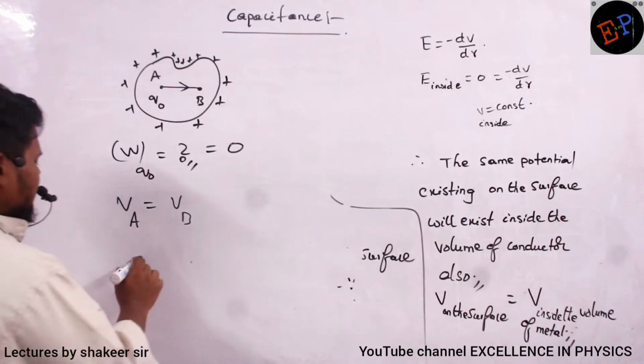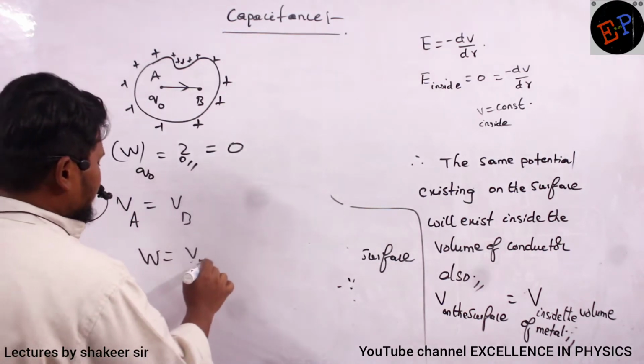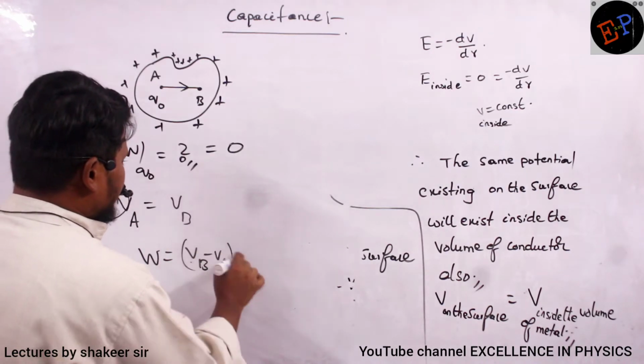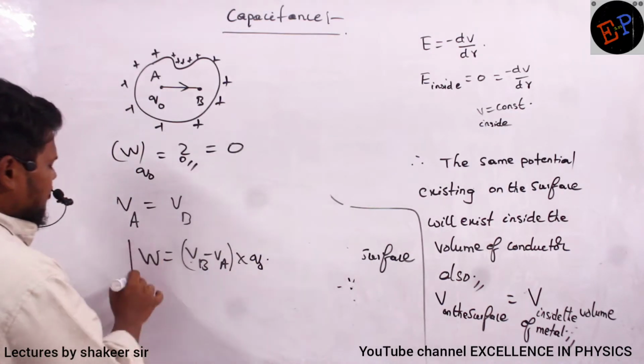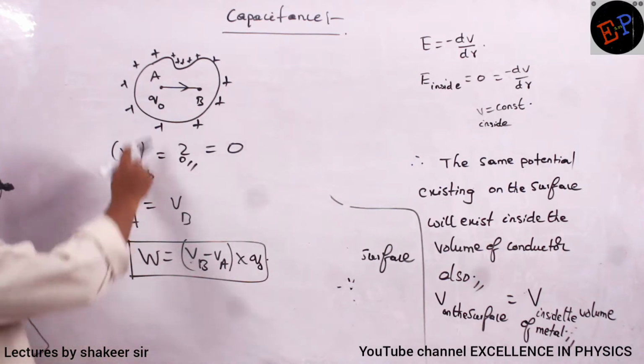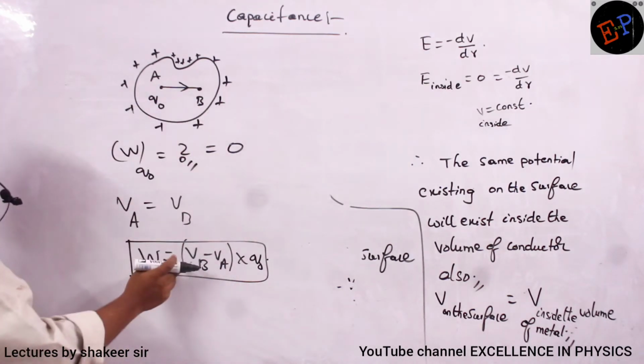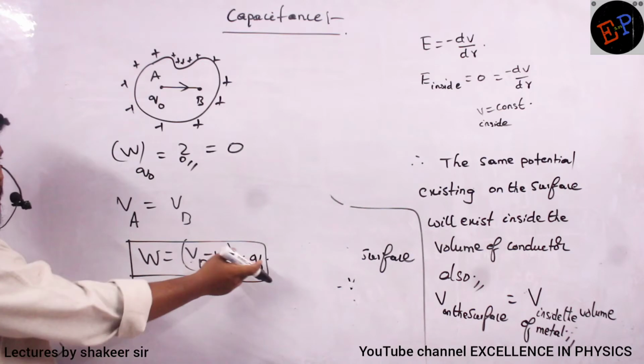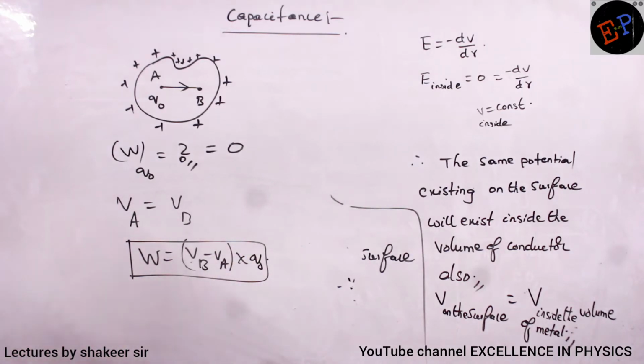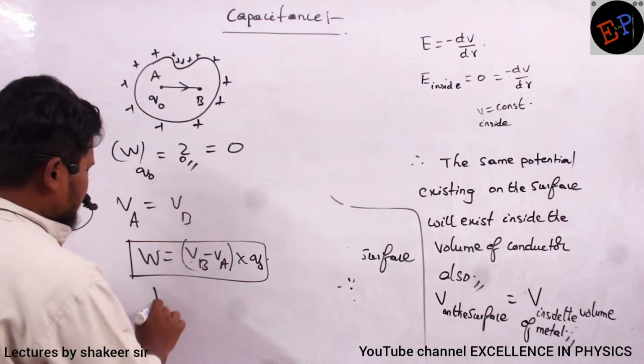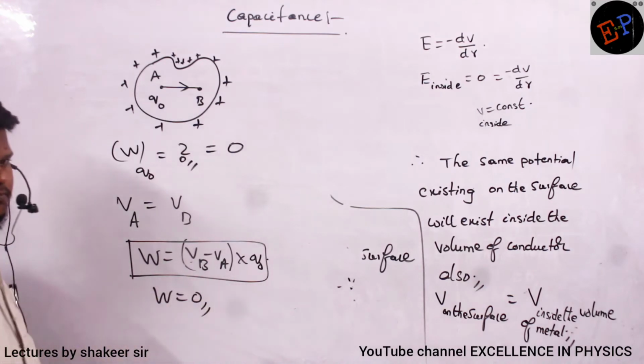And what is the equation for work done? It is nothing but VB minus VA multiplied by Q0. This is the equation of work done, no, ma? I am moving the charge from A to B. So potential difference, how should I take? VB minus VA multiplied by charge. Potential difference is not there, so I need not do any work.